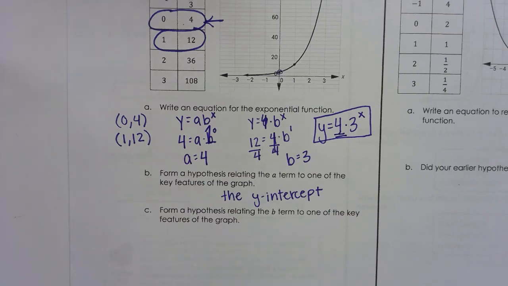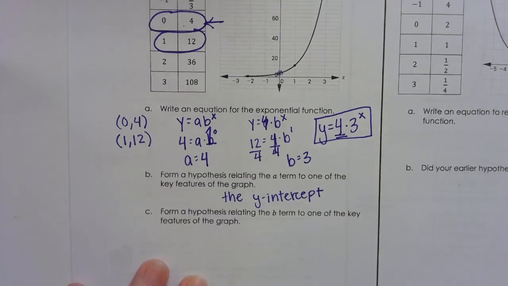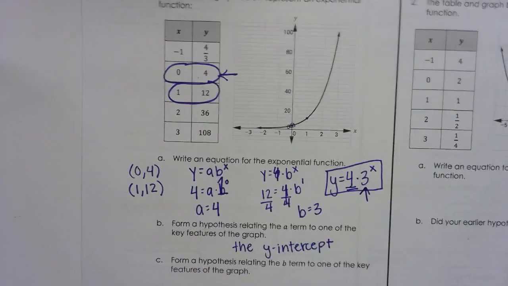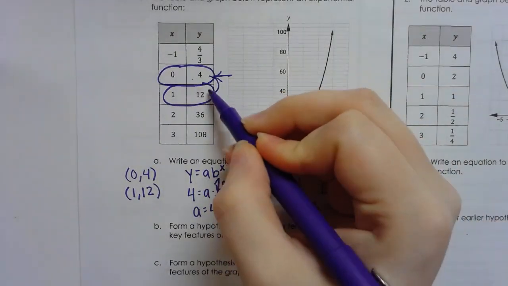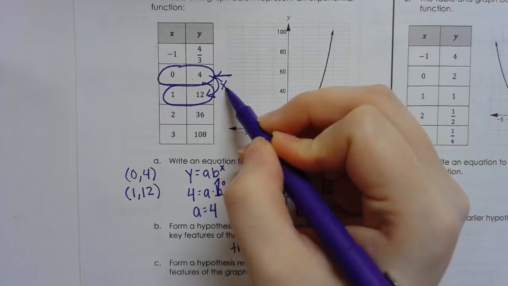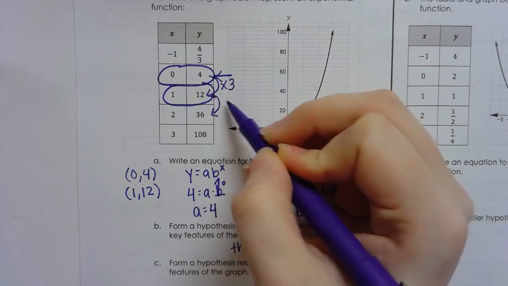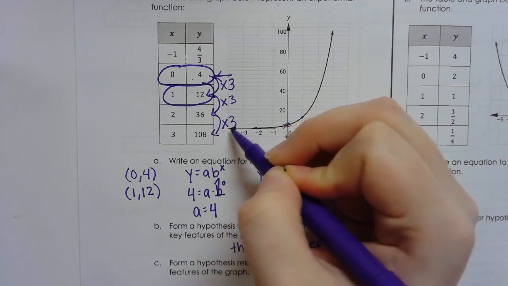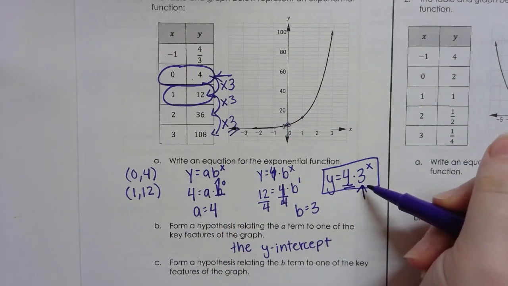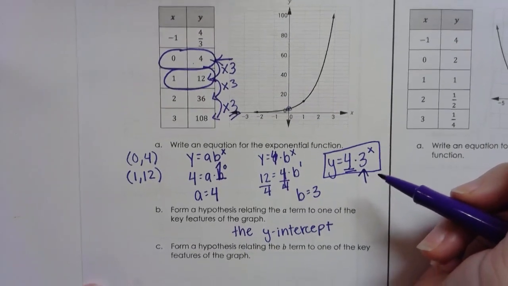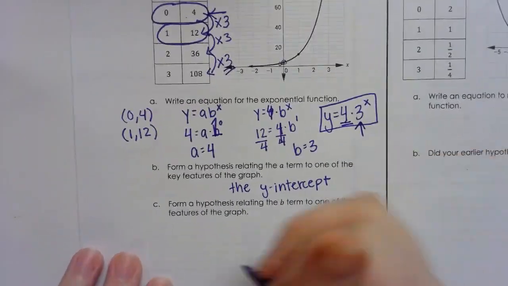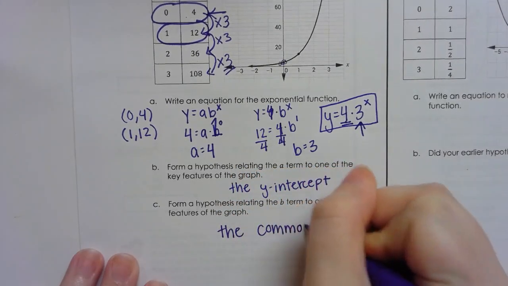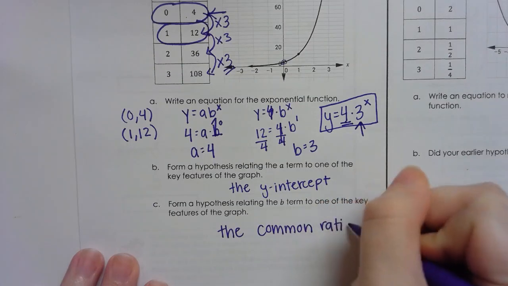Do we know where the B term came from? I'll give you a hint. For the B term, right here, this 3, what happens to get from 4 to 12? Right, you multiply by 3. What happens to get from 12 to 36? Multiply by 3, and 36 to 108, multiply by 3. So what do we think that 3 represents? We called it something different yesterday. We used an R, and we called it the common ratio. It's what's being multiplied every time.